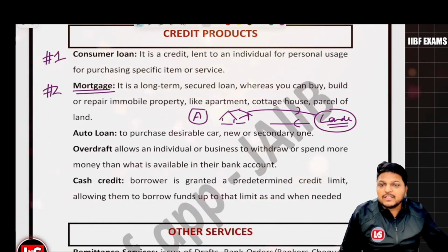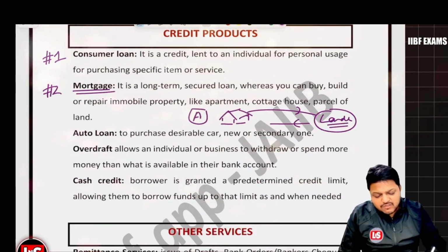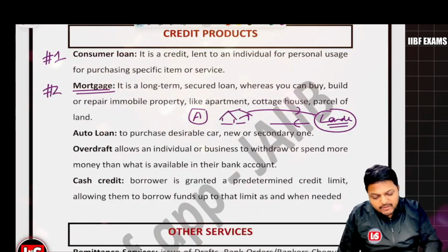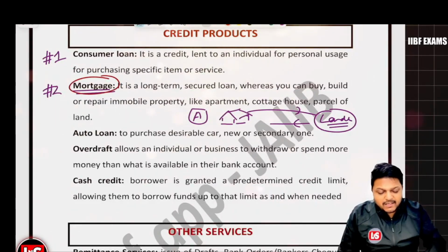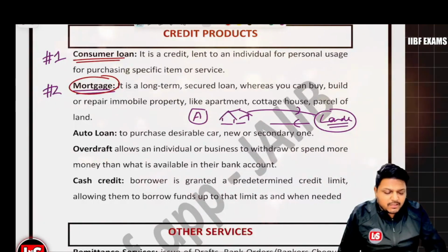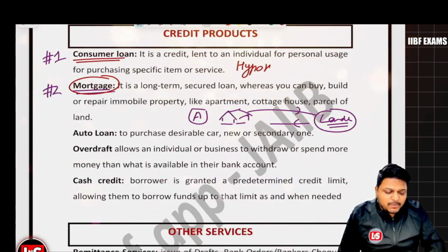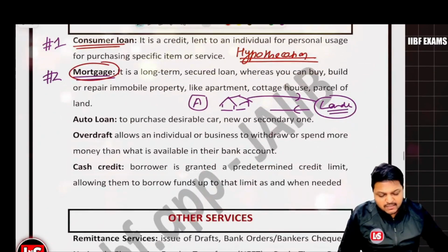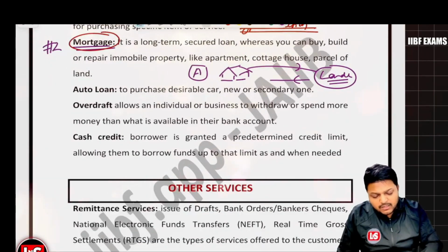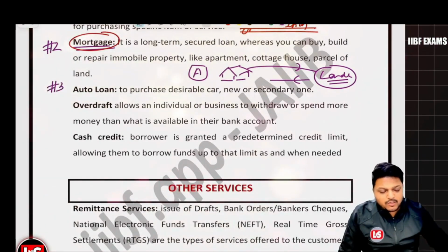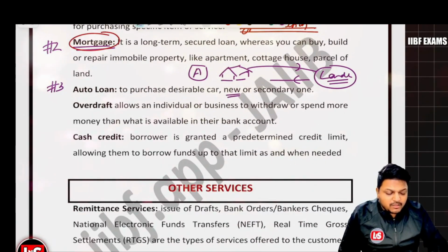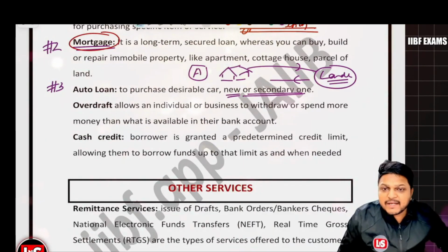The charge created in a mortgage loan is the mortgage only. In a consumer loan, the security generally available is hypothecation on the purchased asset. And the third one is the auto loan. An auto loan is for two-wheelers, three-wheelers, or four-wheelers. It could be for a new car or new two-wheeler, or for a second-hand car or second-hand two-wheeler.